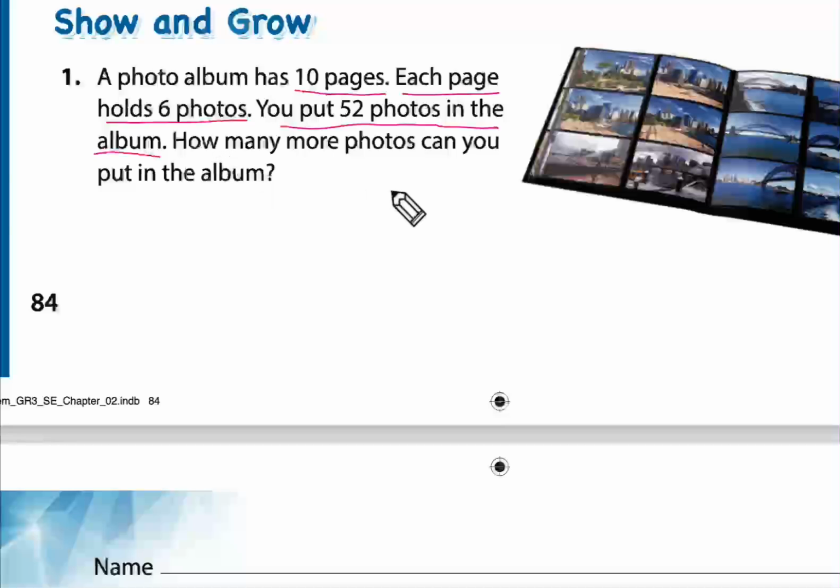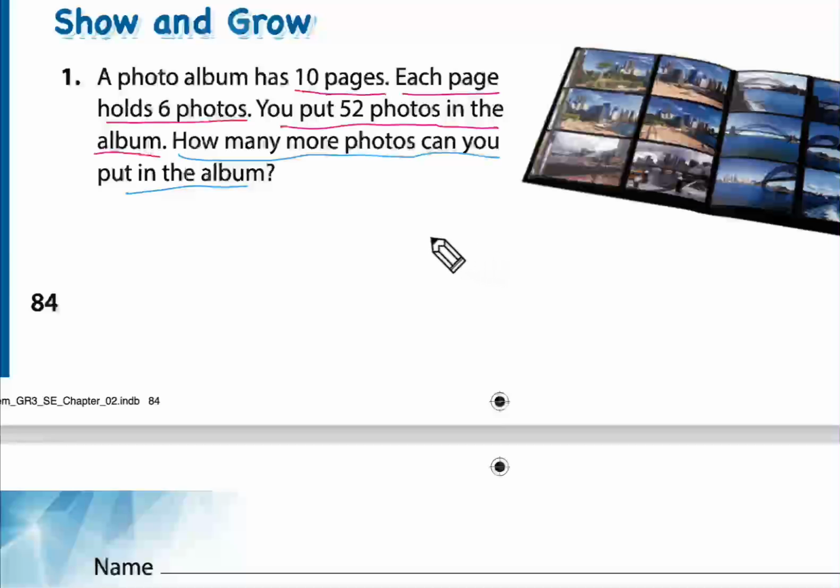And what should we do? Or what should we find? What do we need to find? This is the second thing. We need to find how many more photos can you put in the album. Now, let's make our plan. Okay, in the plan we can think that, oh yes, we need to find how many photos can the album hold.